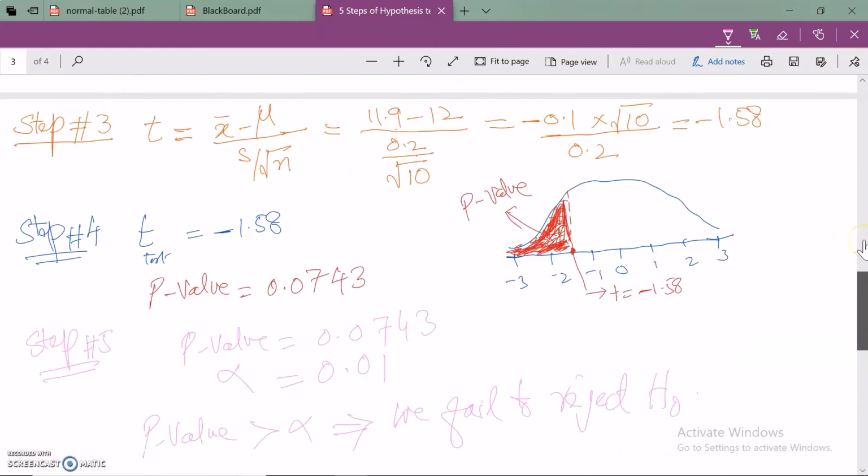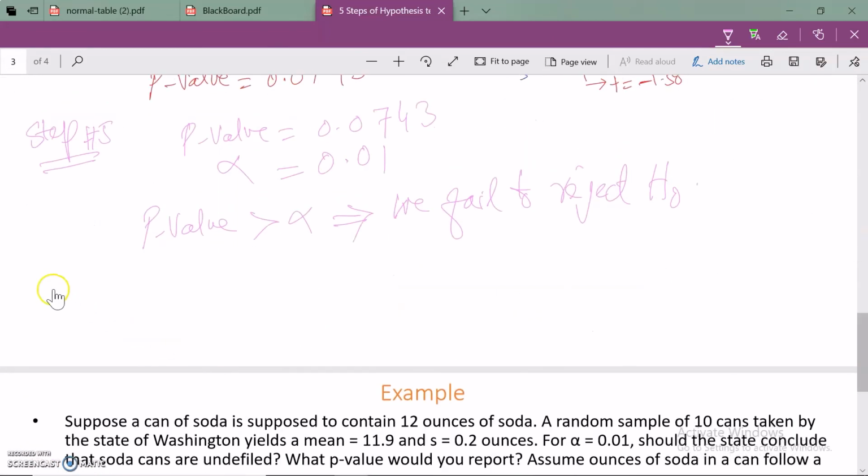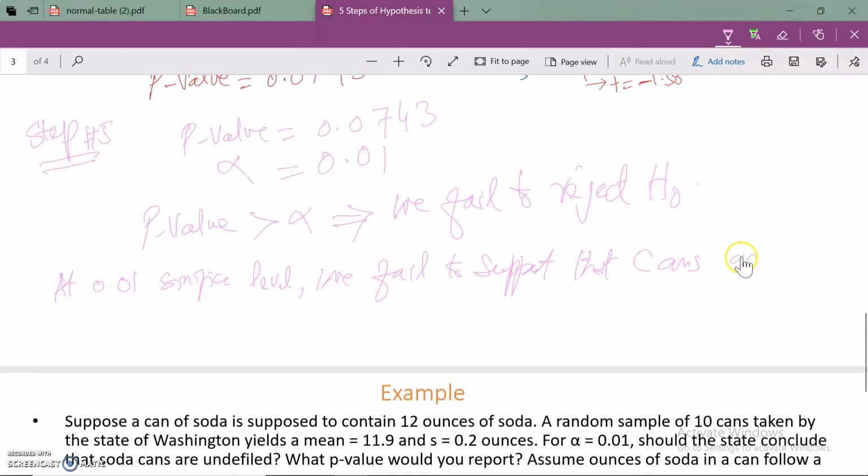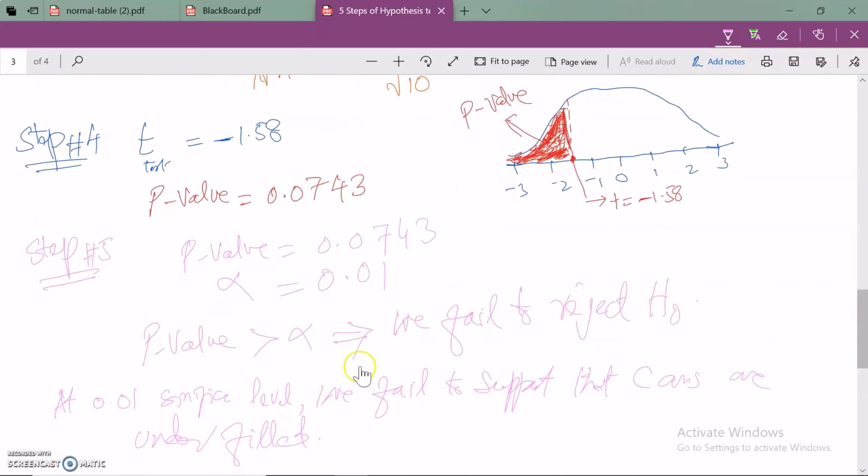Now we are going to give some interpretation. Let's interpret that at the 1% significance level, we fail to support that the cans are underfilled. We can't support that, right? So I hope you understand this example and you are able to do that.